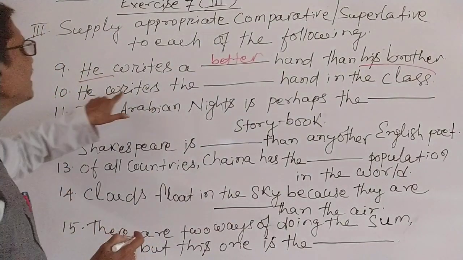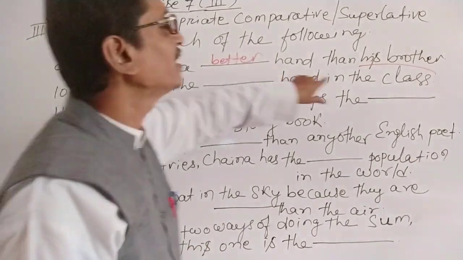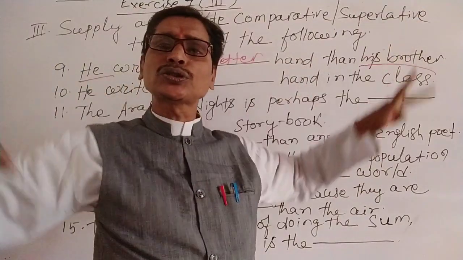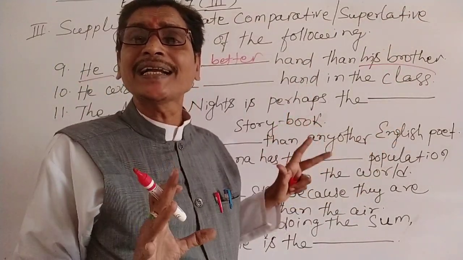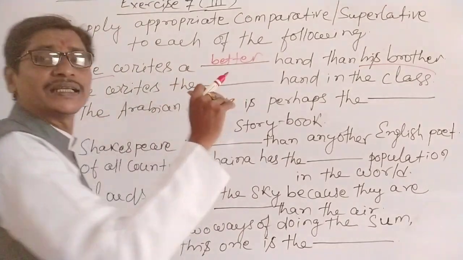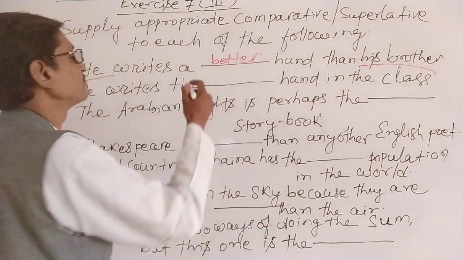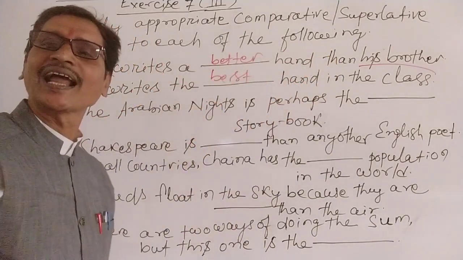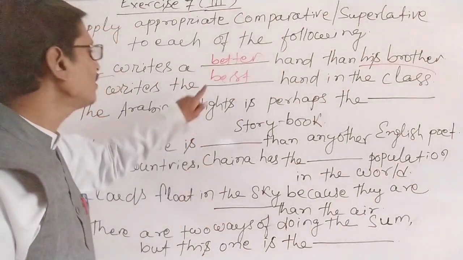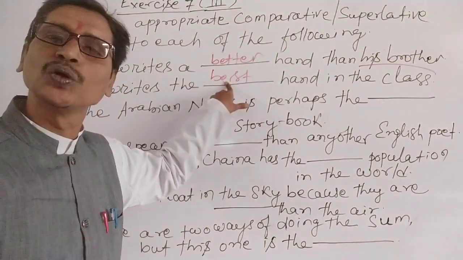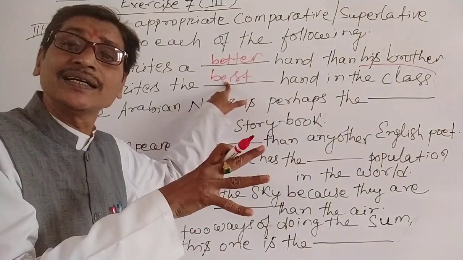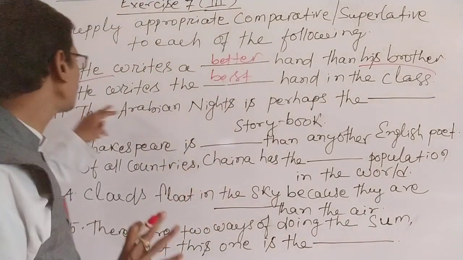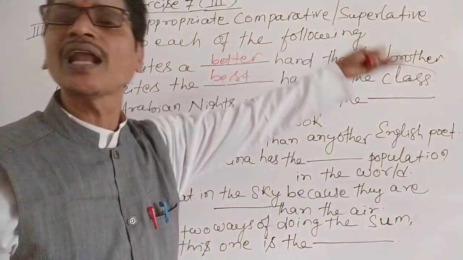Similarly, number 10, he writes the dash hand in the class. We are here comparing him with all those students available in the class. So in that case, what will we do? We can use the superlative degree here. He writes the best hand in the class. This can be correct. Here we have used the superlative degree of good because we want to express that his handwriting is the best among all the students in the classroom. So he writes the best hand in the class.